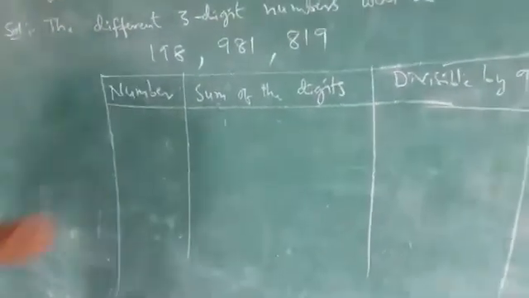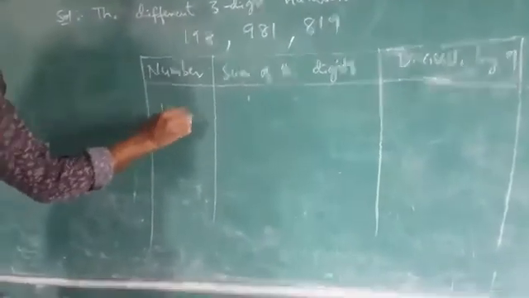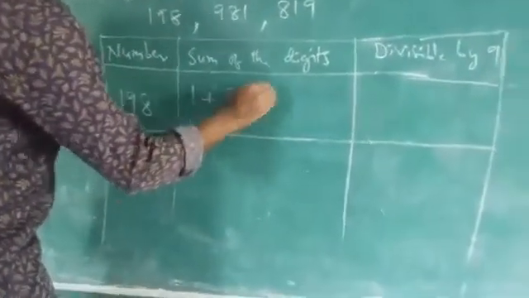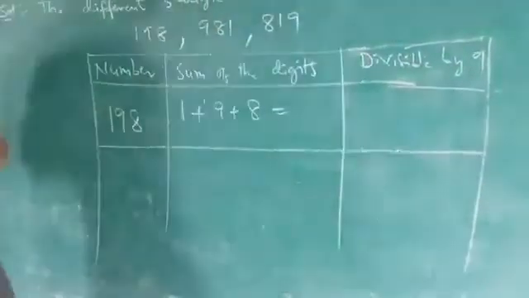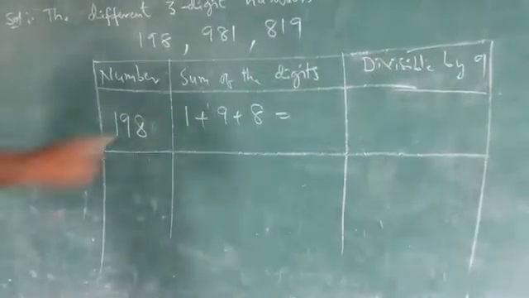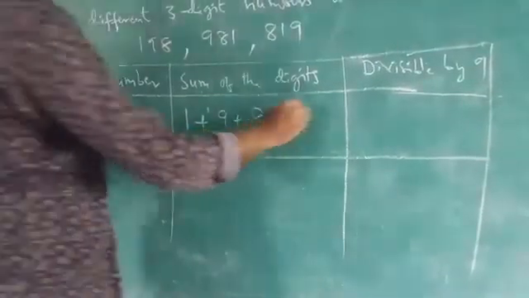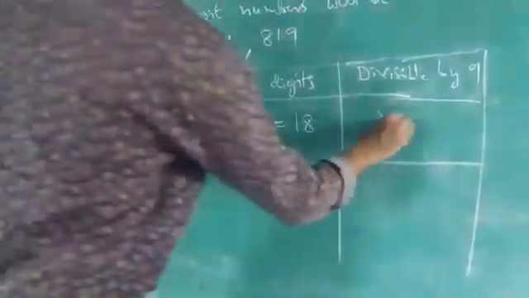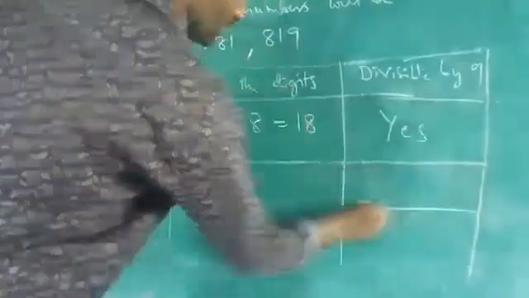Right, children? What is the first one? 198. What to do? The sum: 1 plus 9 plus 8. 1 plus 9 is 10. 10 plus 8 is 18. Does 18 come in the 9 table? Yes. First one over. Second one.